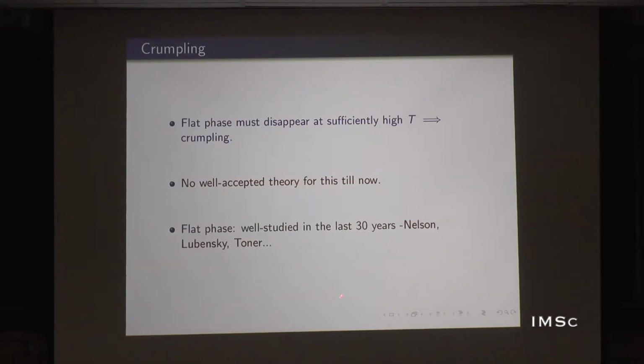Now, of course, very little is known about crumpling. The idea is that the flat phase must disappear at sufficiently high temperature, because at sufficiently high temperature any order must be lost. So the two-dimensional flat phase is a kind of ordered state that cannot survive at very high temperature. Unfortunately, until now there is no well accepted theory for this. The flat phase has been well studied over the last 30 years. Nelson, Lubensky, Toner are probably the three very well known people who contributed a lot in doing all the RG and related work for the flat phase.